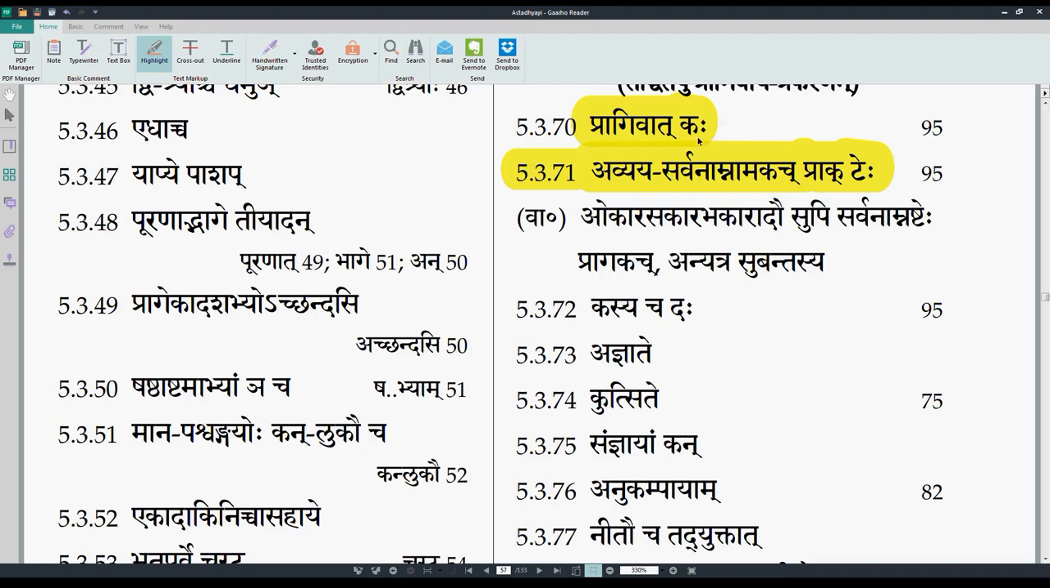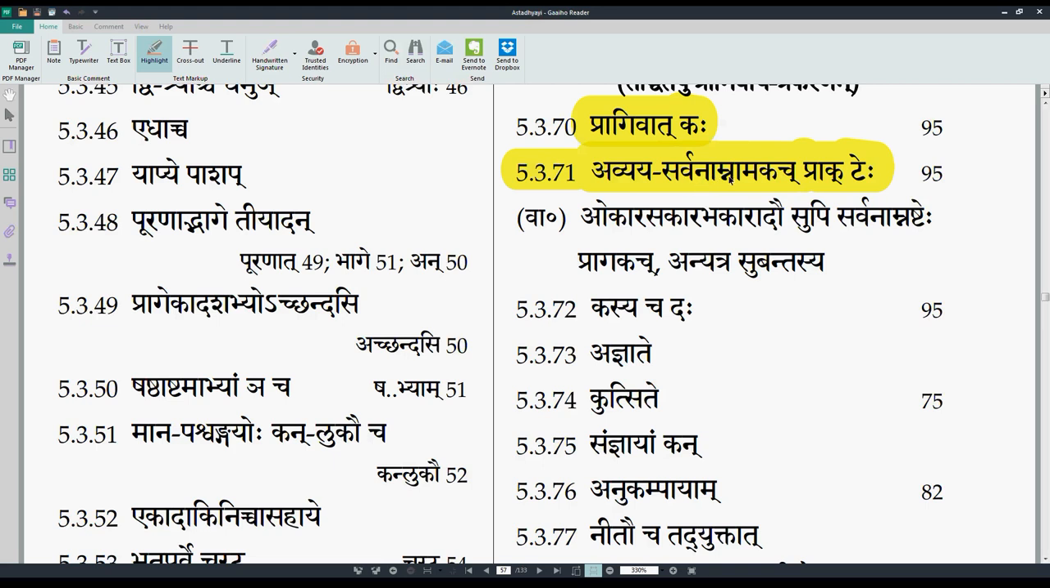Why 95? Because Pragivat kaha is ordained, but this is an apavada to that, to kaha. Kaha is not ordained here, akach is ordained. When is akach ordained? Avyaya sarvanamnam. Avyaya and sarvanama, like esha, etad and tat, they take akach. In whatever meaning is mentioned in these sutras till 95, that Taddita akach pratyaya comes in that meaning. We don't care for the meaning, but it is applied to an avyaya or a sarvanama.